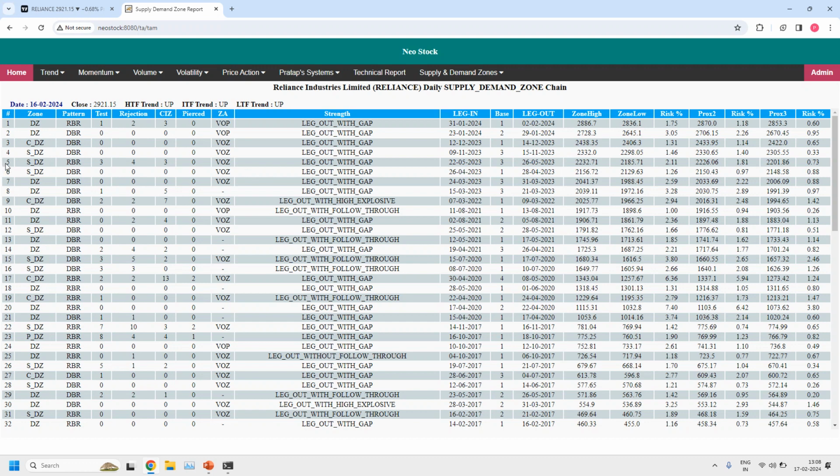And look into this. Which element? This is the fifth one. This is the fifth column. And there is a zone. The second column is zone. And there we are displaying S underscore DZ. S underscore DZ means it is a high liquidity zone.